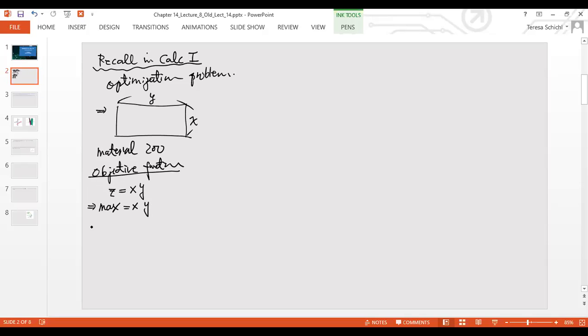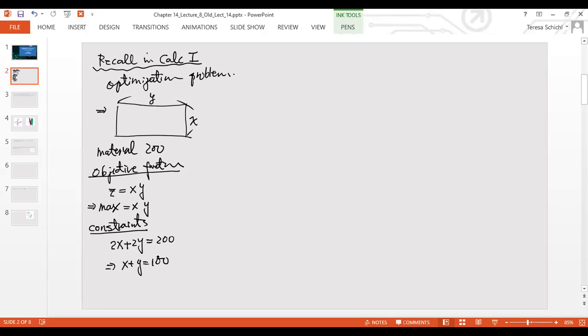Then we also have a constraint. The total fence material is 200 feet, so the perimeter is 2x plus 2y, which is 200. That is the constraint I need to follow. So we get x plus y equal to 100.